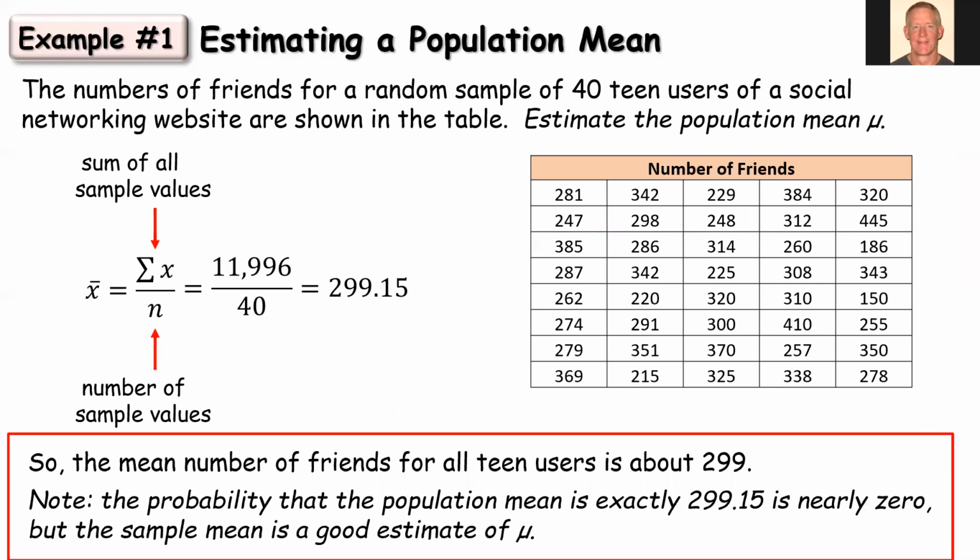If we did it with the entire population, it probably wouldn't be 299.15. It might be, but the probability of that is very near to zero. But because we have a large sample size, right, we can say that the sample mean is a good estimate of the population mean, mu.